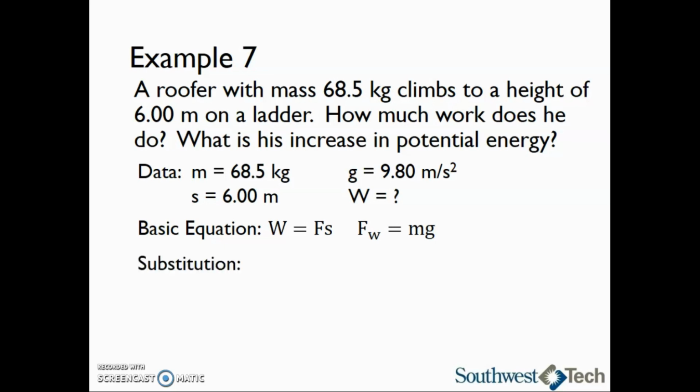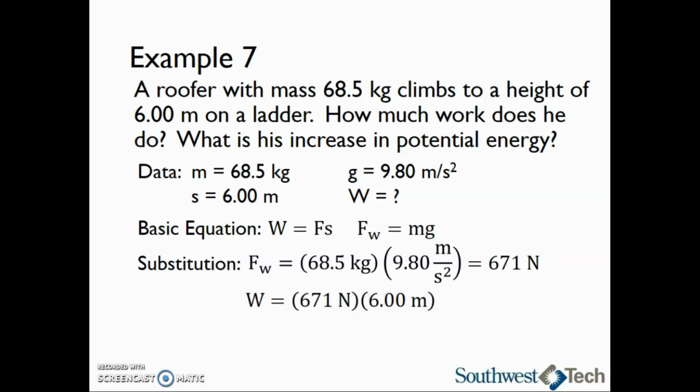Our next step is substitution. To find the weight force, we will take 68.5 kilograms times 9.80 meters per second squared. This gives us a weight force of 671 newtons. Now that we have the weight force applied in the direction of motion, we can take the weight force times the height to find the work. 671 newtons times 6.00 meters gives us work of 4,030 newton meters, or 4,030 joules.